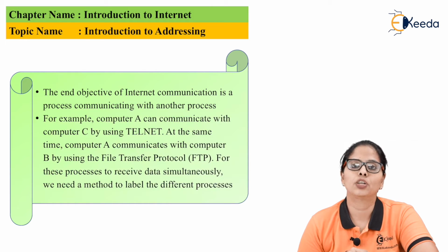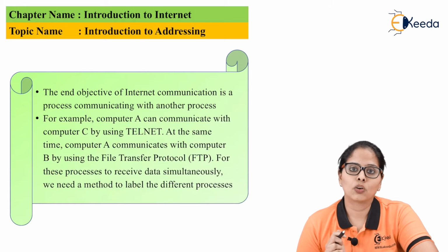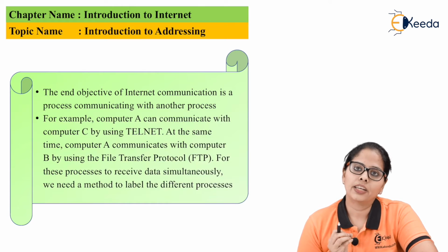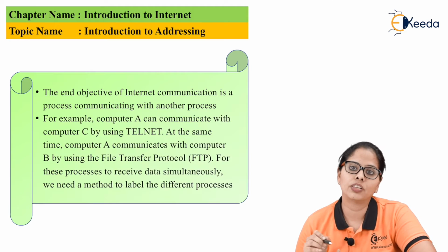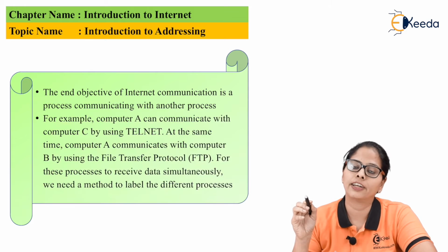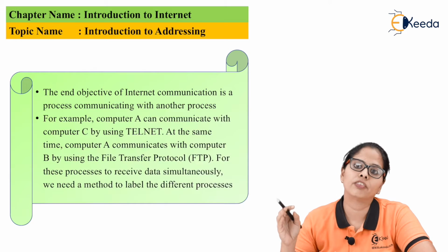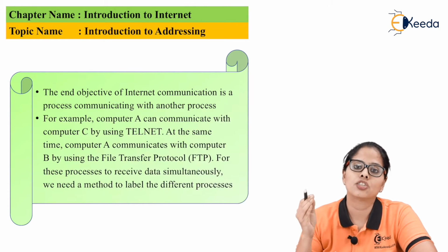So in the example we took, now let us consider there is a computer where two processes are communicating. One process is communicating with the FTP protocol and the second process is using the Telnet protocol. So what is my requirement? The Telnet of the first process should communicate with the Telnet of the other process. The FTP protocol of the first process should communicate with the FTP protocol of the second computer. So process to process communication is very important.